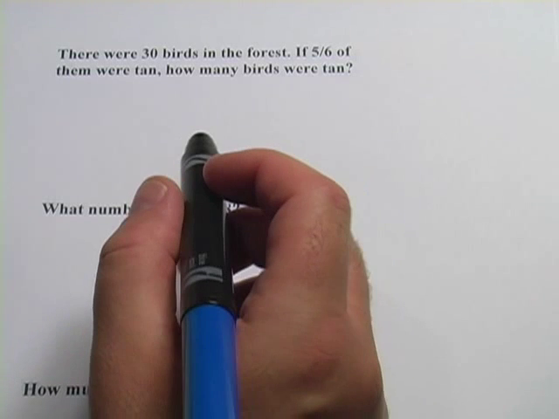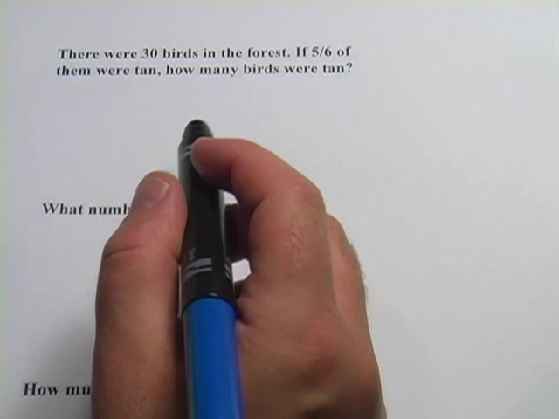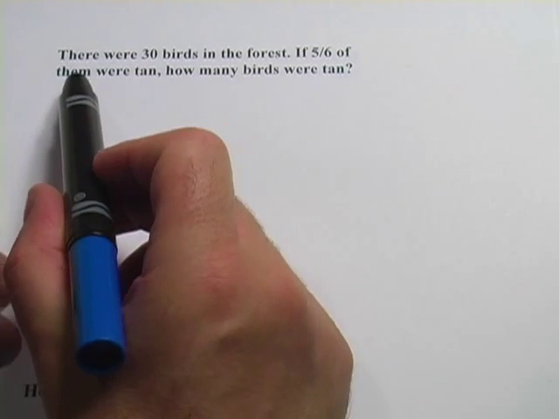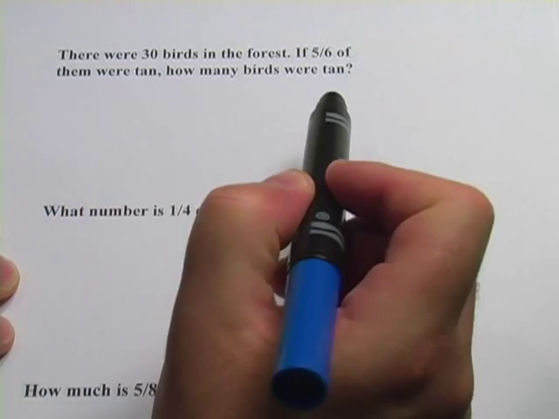Here we have some word problems that have to do with dividing something up into a bunch of equal groups. I'll show you a couple of ways to think about these. In the first one it says there were 30 birds in the forest. If 5/6 of them were tan, how many birds were tan?